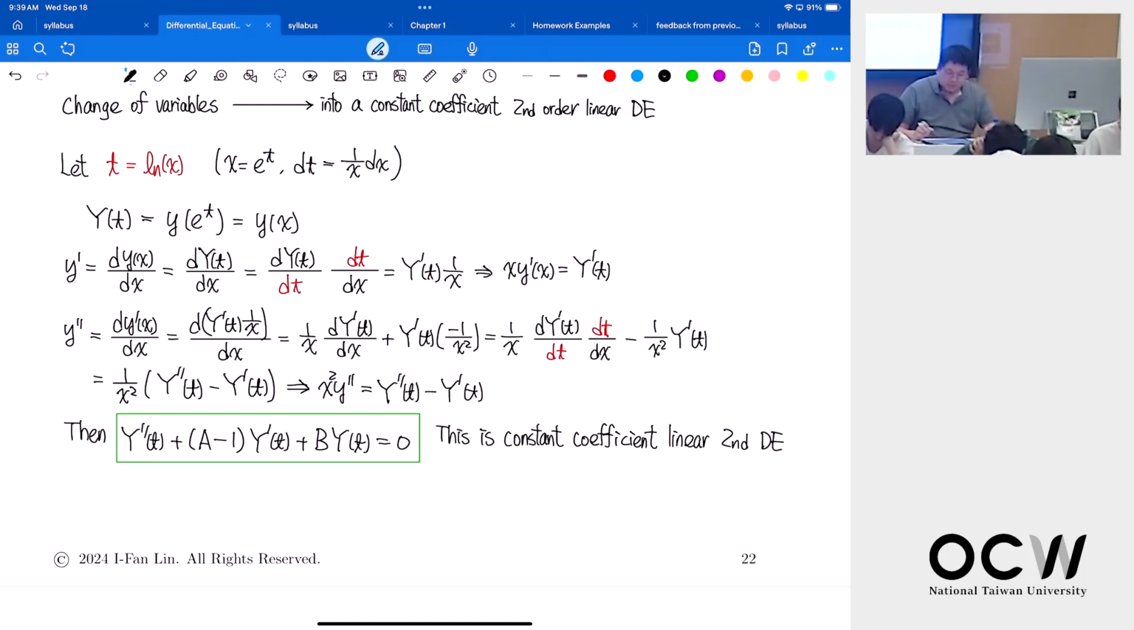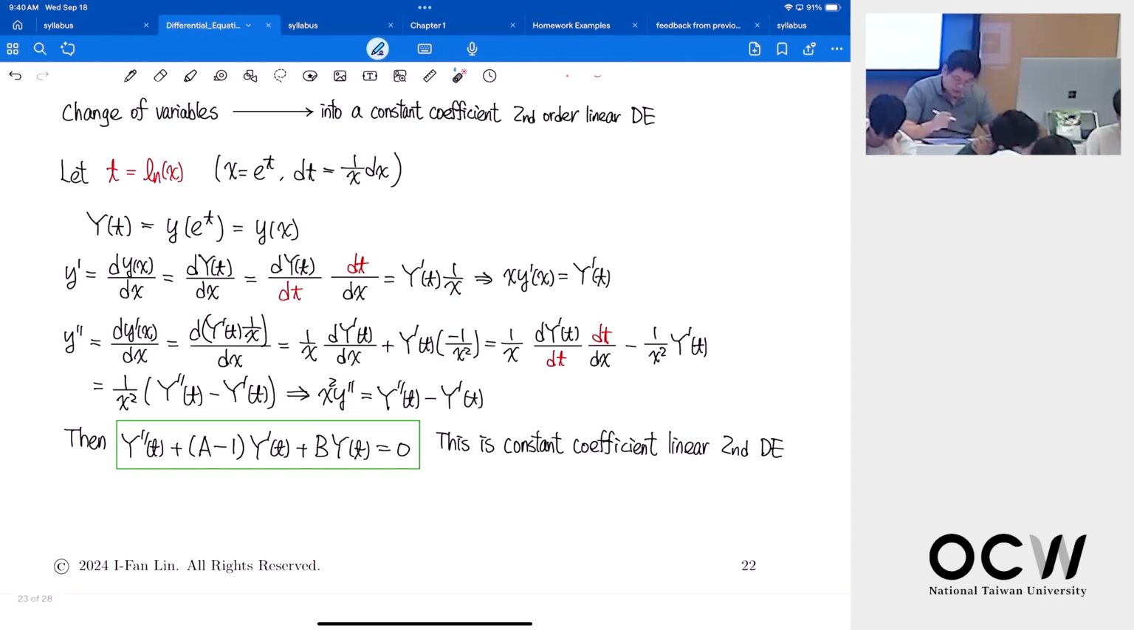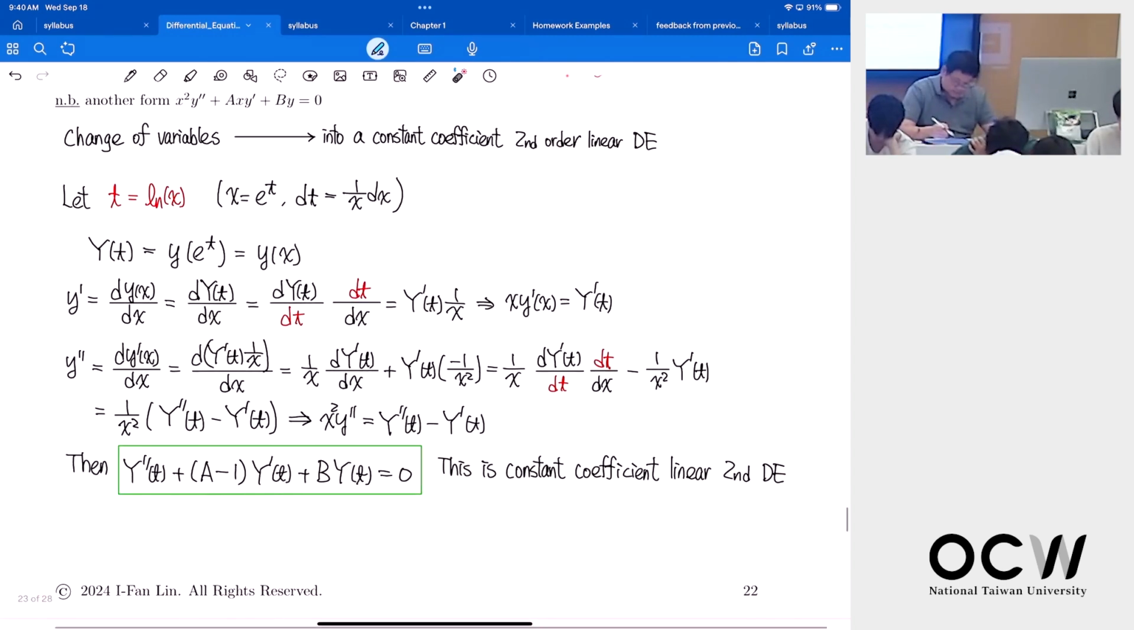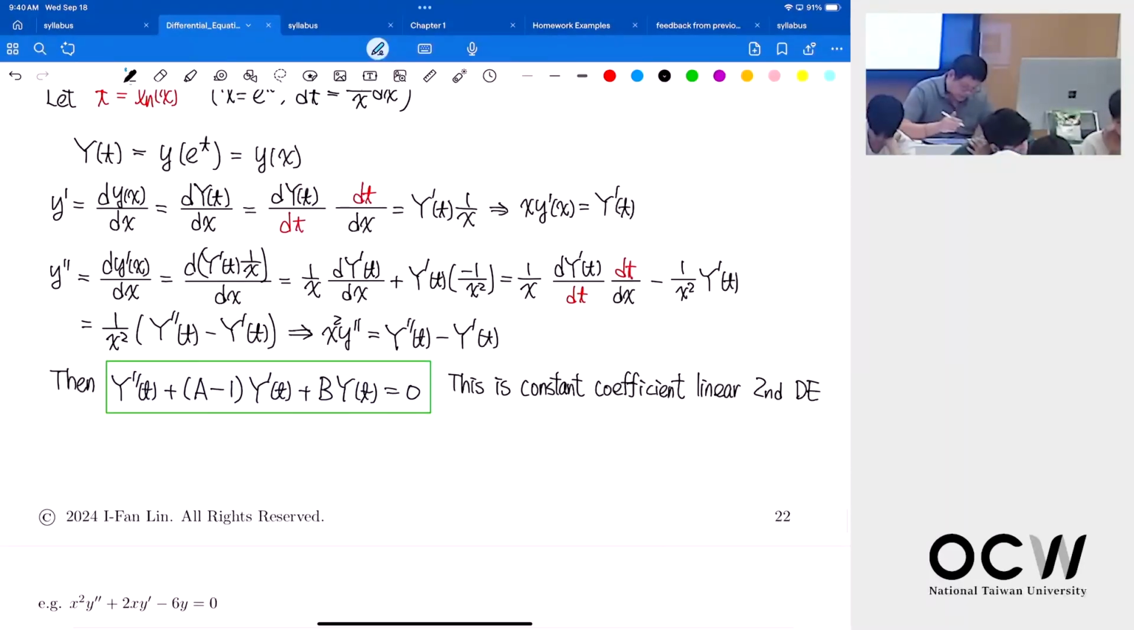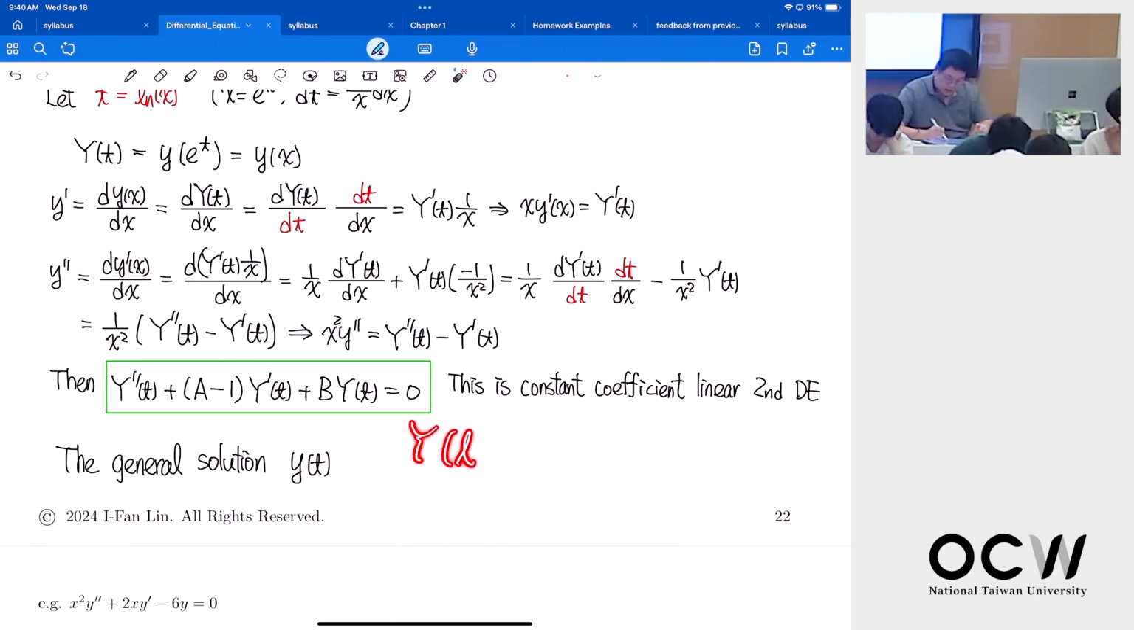And when you find the solution, that is capital Y, right? But originally, y of x is our solution. So for the general solution, you need to convert it back to the lowercase y. Because you get capital Y of t, and then we need y of x. That is capital Y of natural log of x.